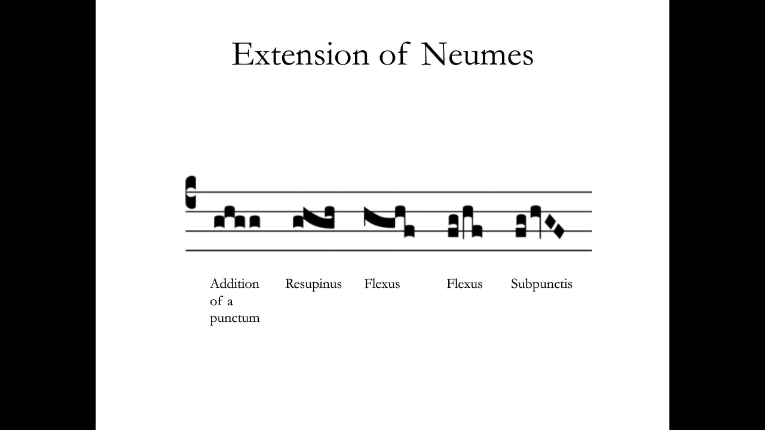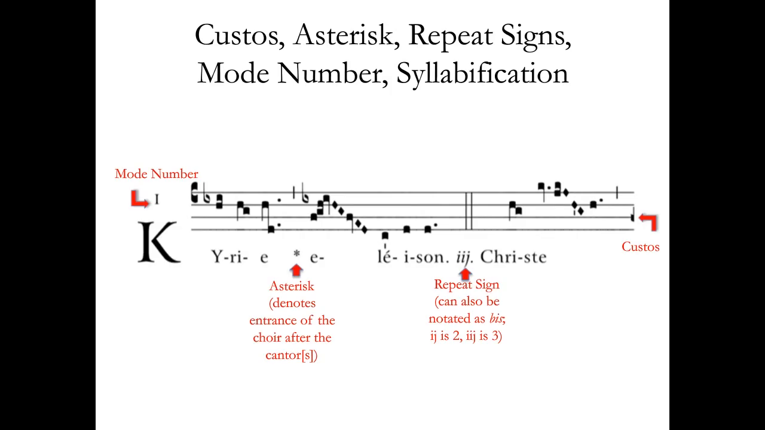And there are a couple more bits of notation that are helpful to know as a conductor. Here you see the mode number, usually above a large capital at the beginning of a chant. This is in mode 1. And then you see after Kyrie, an asterisk. This means that the first part, Kyrie, is sung by a cantor or a couple cantors together. And then the rest of the choir, or everybody, comes in at eleison.